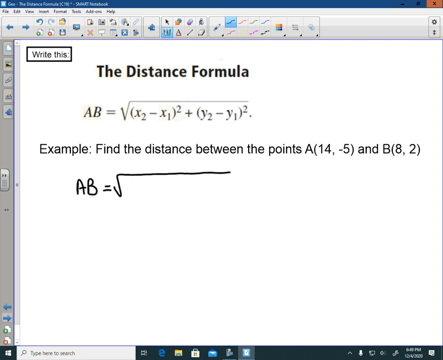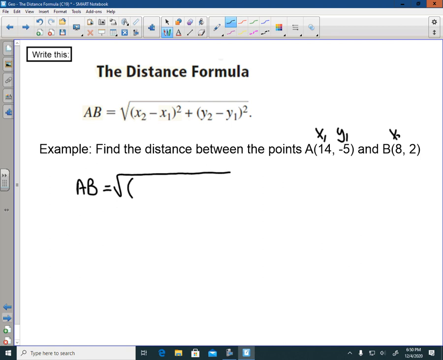Now we're going to get into this x2, x1 stuff. Is that familiar from something? Maybe the midpoint formula? Same thing. x2 and x1, y2 and y1 all come from the points that you see in front of you. So this point, A, has your x1 and your y1.